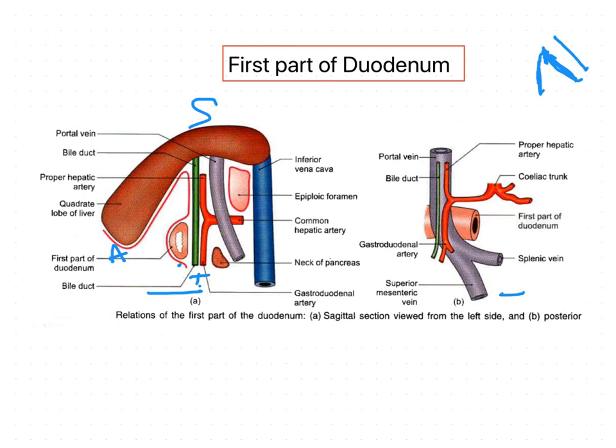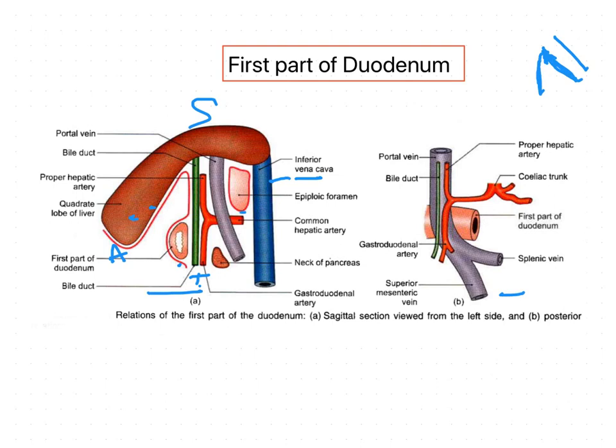So what are the relations we can see here? Anteriorly it is related with the quadrate lobe of the liver, and also with the gallbladder. Posteriorly, it is related to the inferior vena cava, which is separated by the lesser sac.